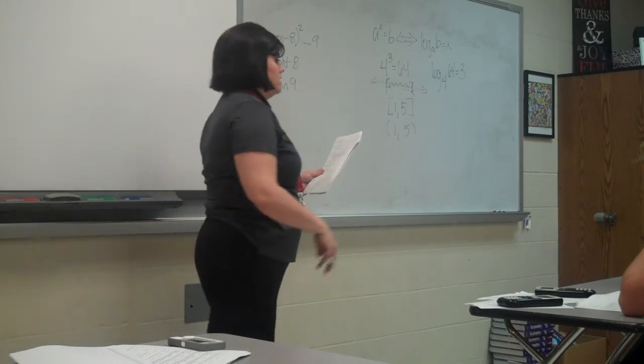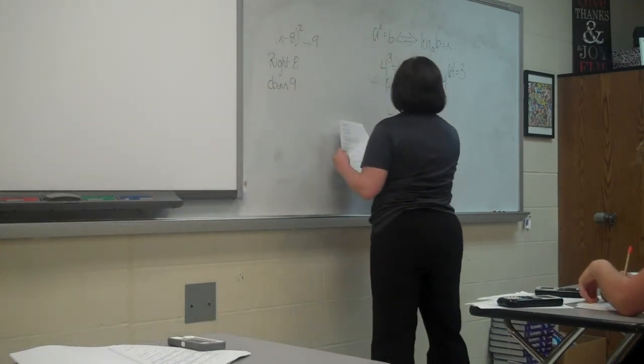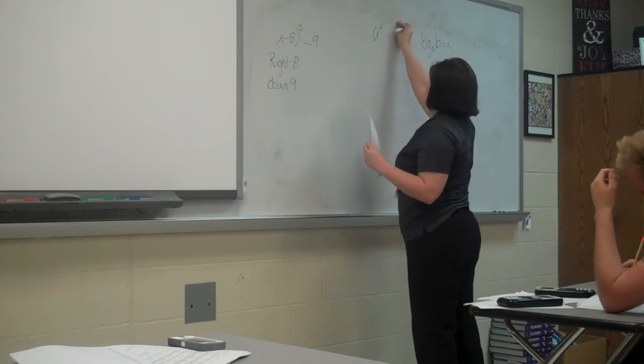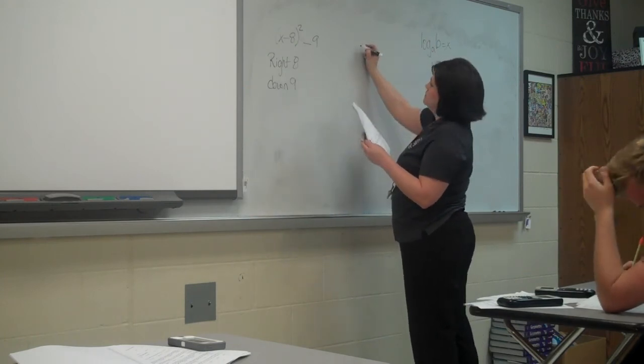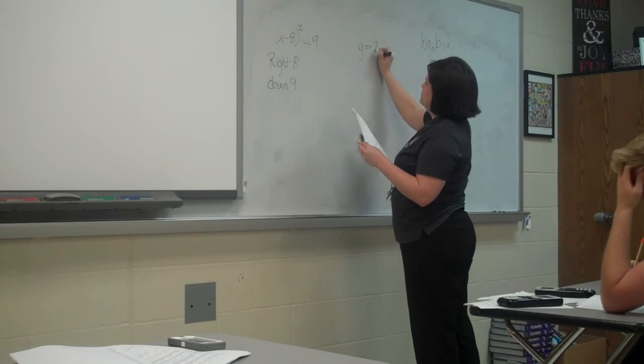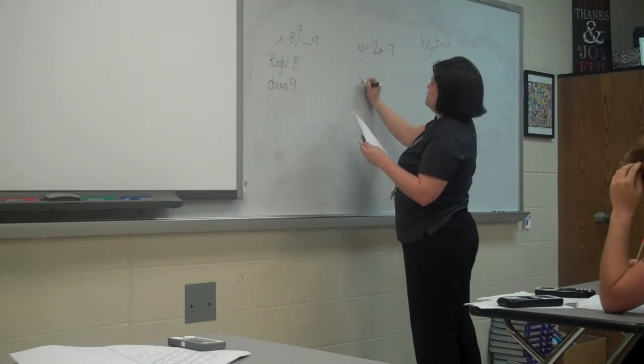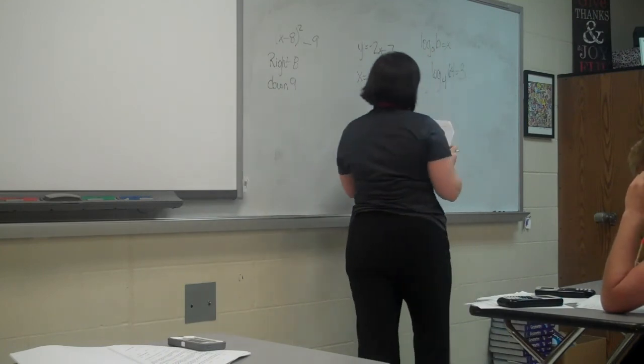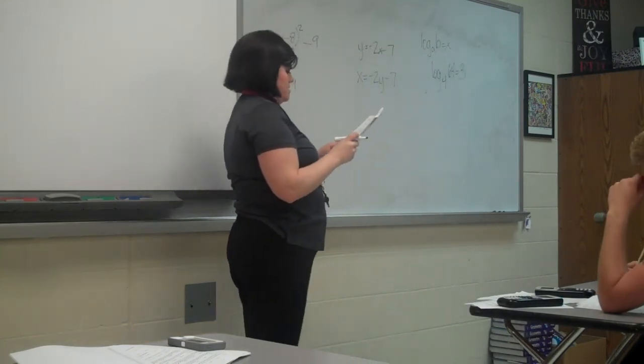Alright, 44, they made it real easy. You don't have to solve for y on this one. All you have to do is change the y to an x and the x to a y. So since it's y equals negative 2x minus 7, the inverse would be x equals negative 2y minus 7. Yep.